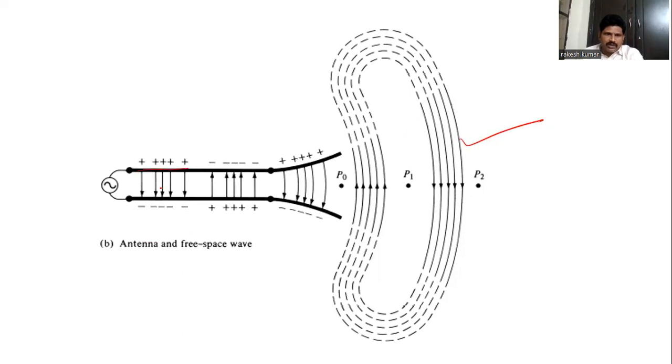Up to here the waves are bound together, so the total net value is 0, and no signal will go out. But whenever you bend the structure like this, the electromagnetic waves come into picture, get radiated from the antenna, and move into free space.